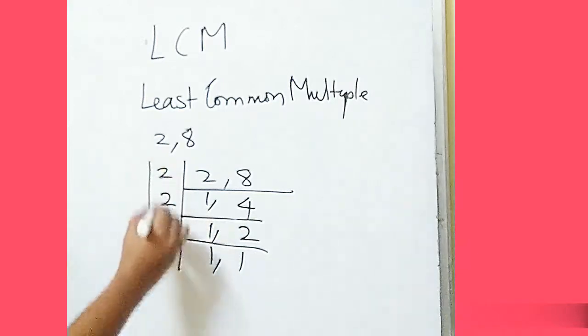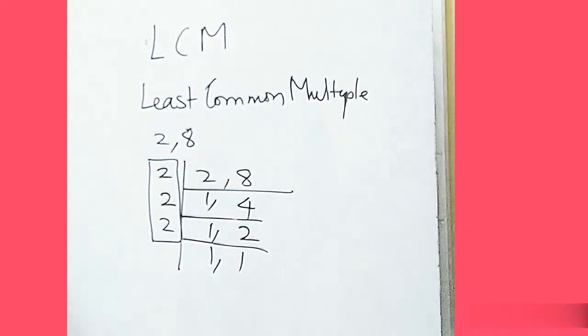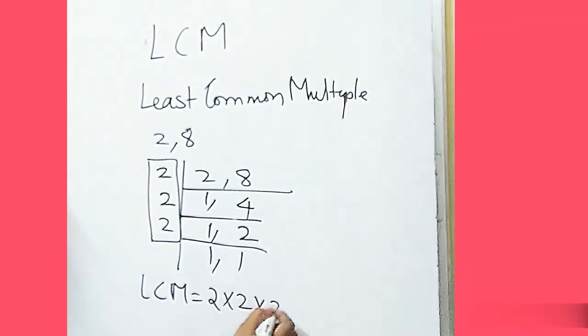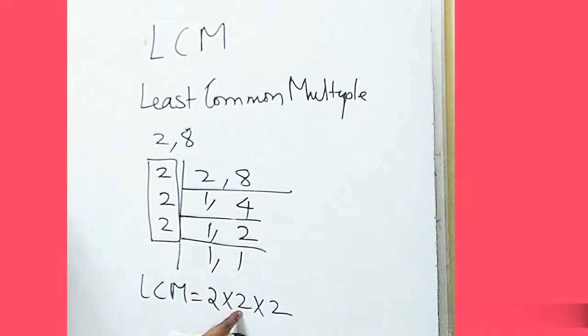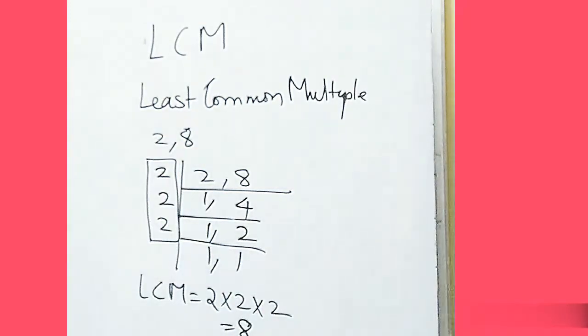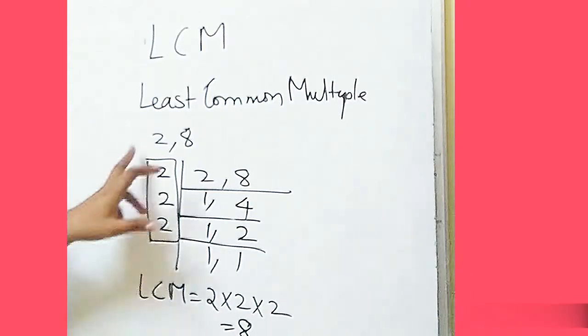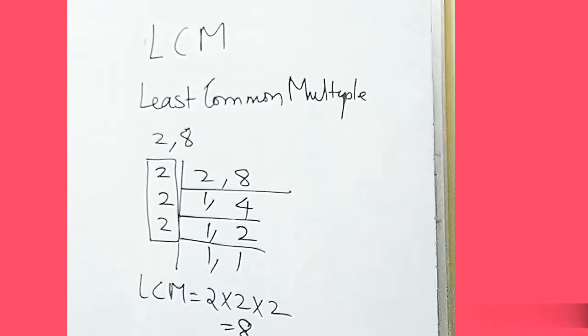Now the numbers which are on the side, you are going to multiply them. So I'll say that LCM is equal to 2 into 2 into 2. So you have to multiply. 2 into 2 is 4. 4 twos are 8. So the LCM is 8. This is the way you have to find it out. Now we'll see it for 3 numbers, a set of 3 numbers. This was a very simple one. Now we'll see the next one.